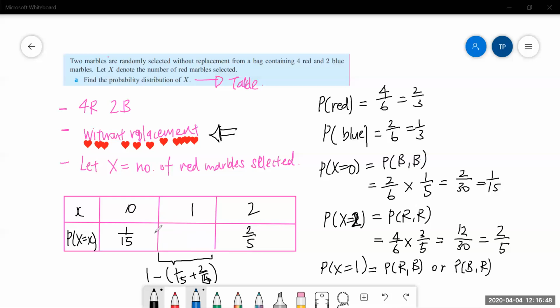Okay, so over here this is times three. This actually equals 6 over 15. So if this is 6 over 15 and that is 1 over 15, this will be 8 over 15.